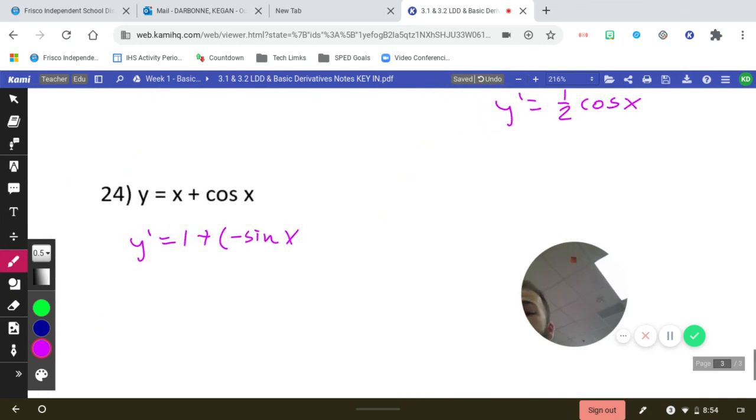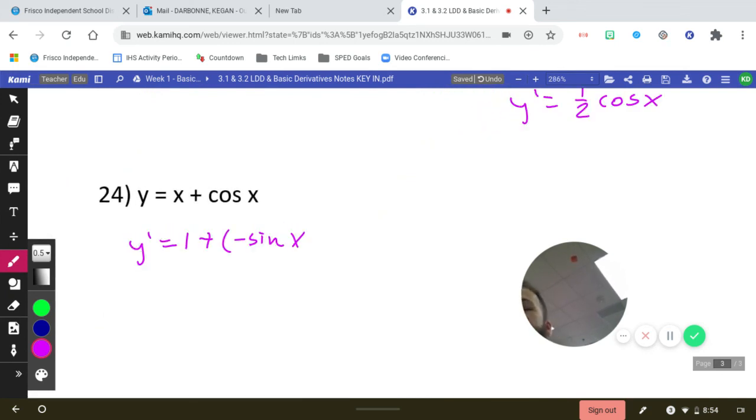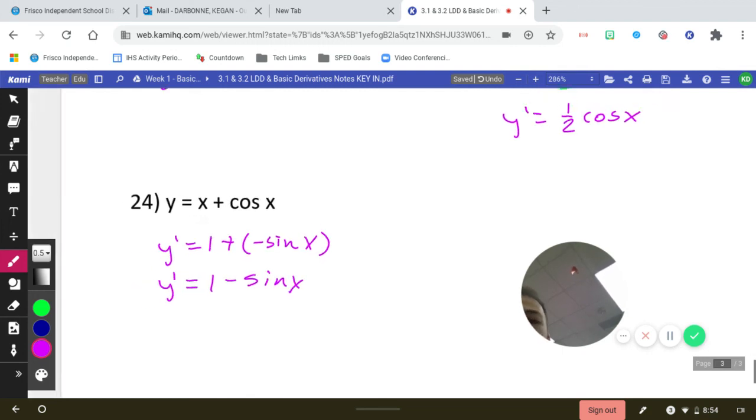Okay, on 24, cosine of x becomes negative sine of x. Okay, so we have 1 plus negative sine of x. So that plus minus is just minus. So 1 minus sine of x would be my final answer.